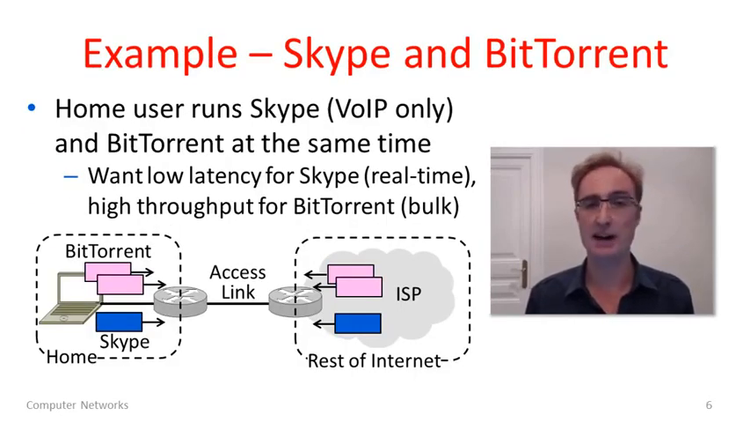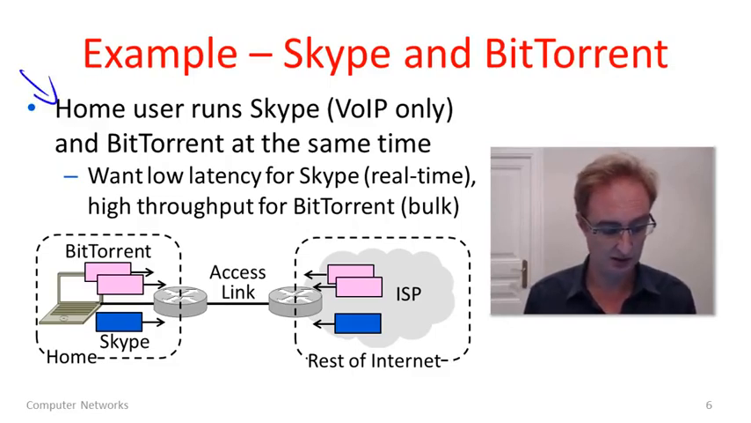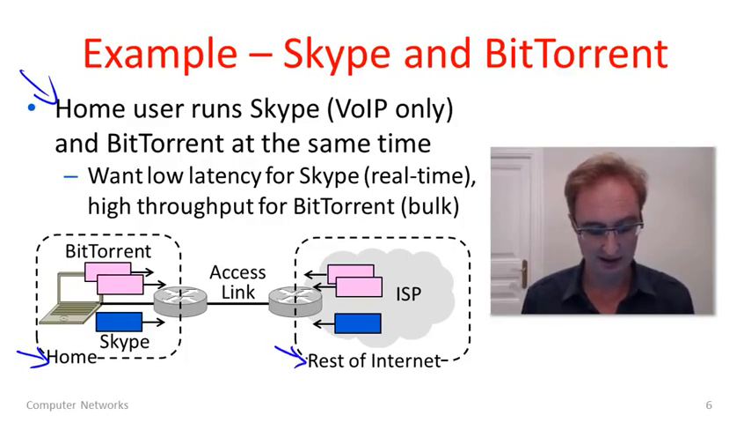Well, let's see an example of that, how that might work. So for my example here, I'm imagining that you're at home. Here's your home setting on the left, and you're talking to the rest of the Internet across your access link. This access link is going to be the bottleneck.